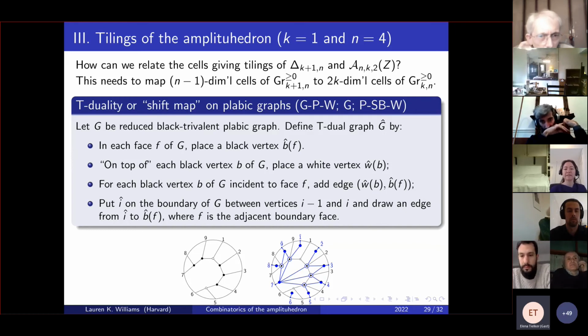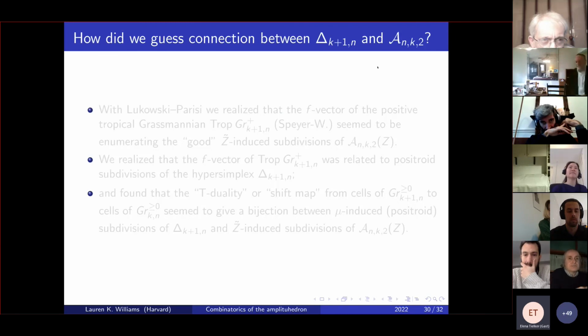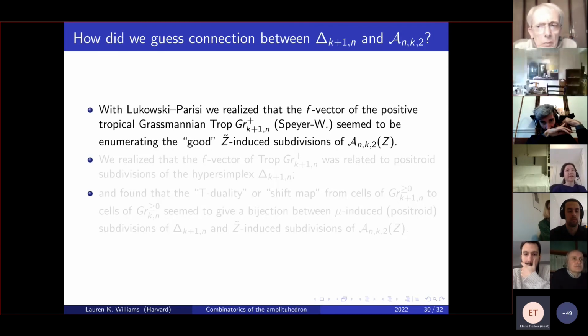And now I just want to say a couple of words about why we realized there was this strange connection between the amplituhedron and the hypersimplex. The reason we guessed this connection was that with Lukowski and Parisi, we realized that the f-vector of the positive tropical Grassmannian seemed to be enumerating some kind of good subdivisions of this amplituhedron. So basically, a couple of years ago, they came to me and said, we have enumerated some subdivisions of the amplituhedra, we're getting these numbers, and the numbers they showed me, I recognized as coming from the f-vector of the positive tropical Grassmannian. So that was the first clue that something strange and interesting was going on.